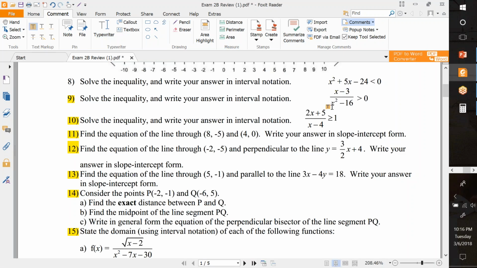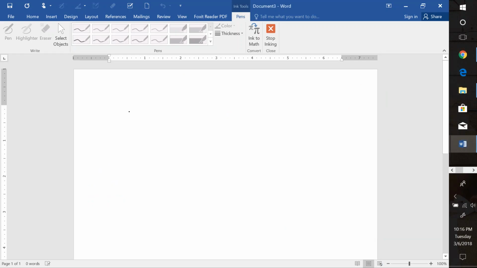So for number 9, it's x minus 3 over x squared minus 16, greater than 0. Okay, so x minus 3 over x squared minus 16 greater than 0. So this is for number 9. We're supposed to solve the inequality, and we're supposed to write our answer in interval notation. Because this one has x's in the denominator, it's going to be something we need a sign chart for. The first step is always to get 0 on the right side, so we're in a good place here.